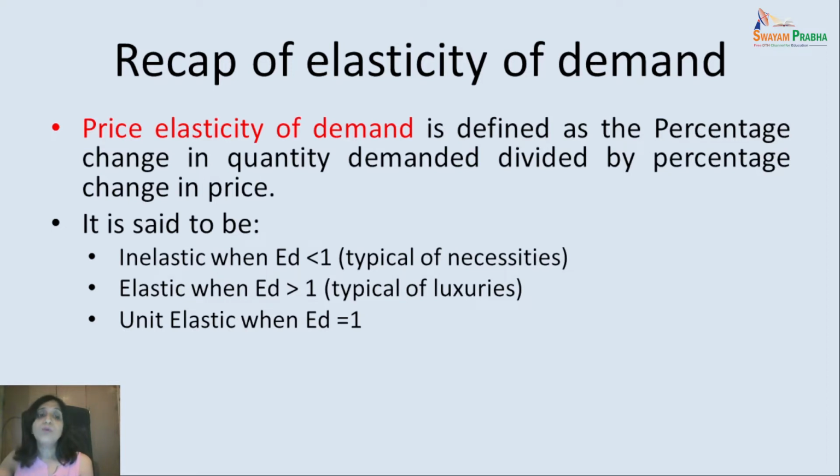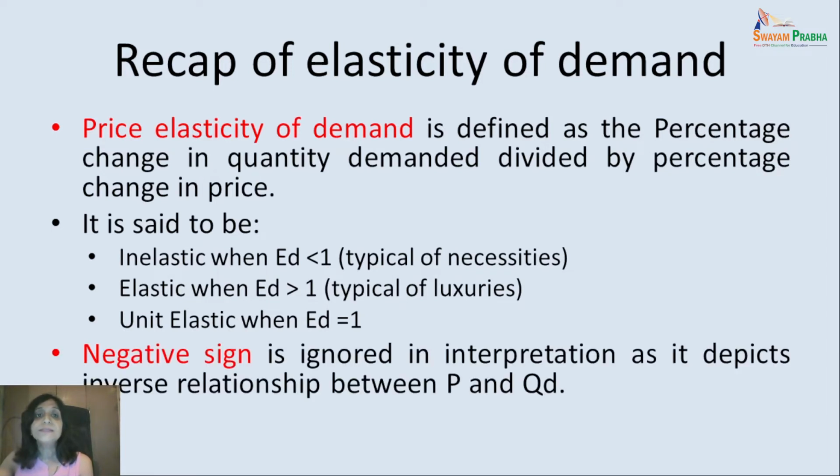Also, one point we all need to understand and keep in mind is that whenever you are calculating price elasticity of demand, either way you go, whether you go from original to new or from new to original, the answer will always carry a negative sign. But when we are doing the interpretation, we ignore this negative sign of elasticity of demand and we just take into consideration the absolute number. Why? Because this negative sign is just giving you an indication of the inverse relationship between price and quantity demanded.